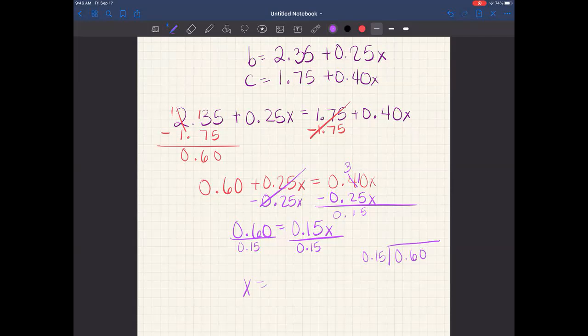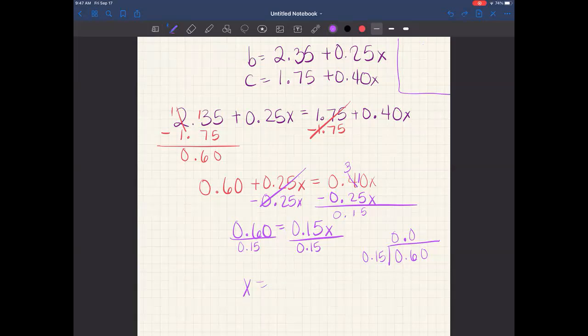Right? So I know nothing is going to go into that 0. I'm going to put my decimal point there. 15 does not go into 6, right? Because technically I should have this here. That shouldn't be there. So it doesn't go into 6. So I need to add an extra 0 to the end of that decimal. And now 15 goes into 60 how many times? Now we got to go over the side.